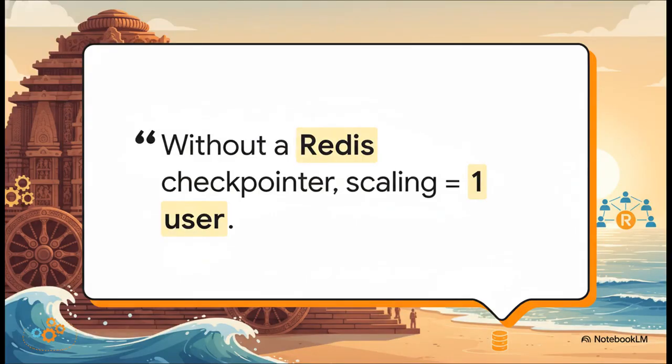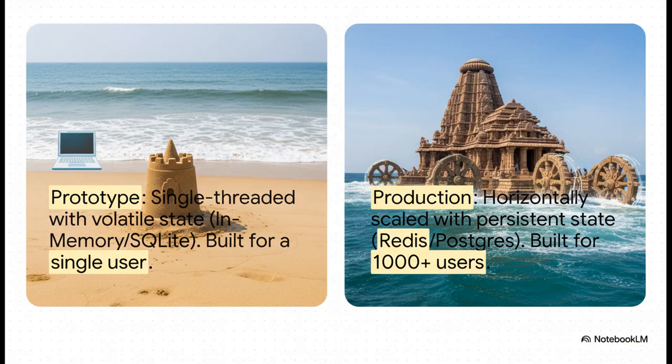This is the biggest gotcha there is. If you don't use a Redis checkpointer, your scaling is capped at exactly 1 user. I'm serious. If you're just storing state in memory, you're dead in the water for production. The second you need to handle more than one person at a time, you absolutely have to have a shared checkpointer like Redis.